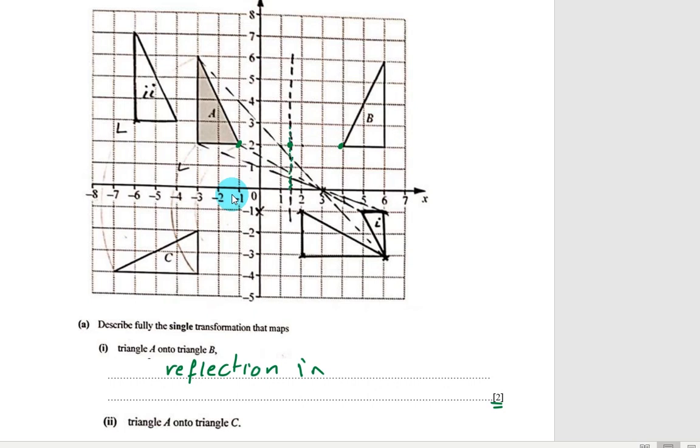Start to draw this line. This line now is here, at this location. So this line is indicated for what? Indicated for x. At x here, all the x's here is 1.5. So reflection in x equal to 1.5.